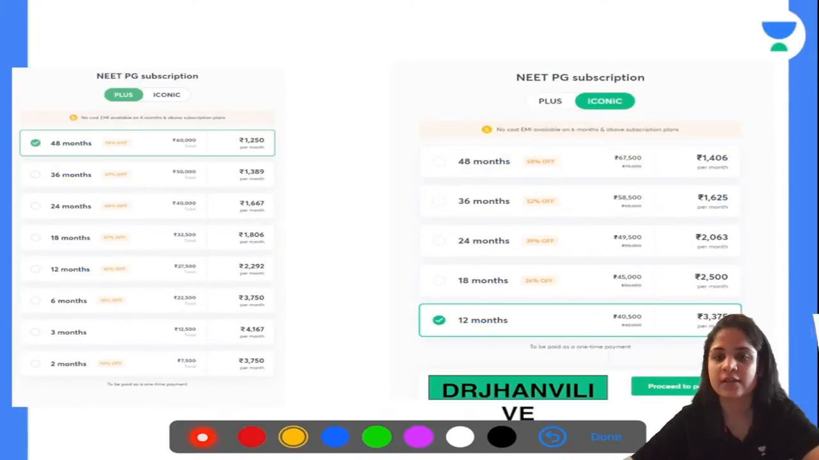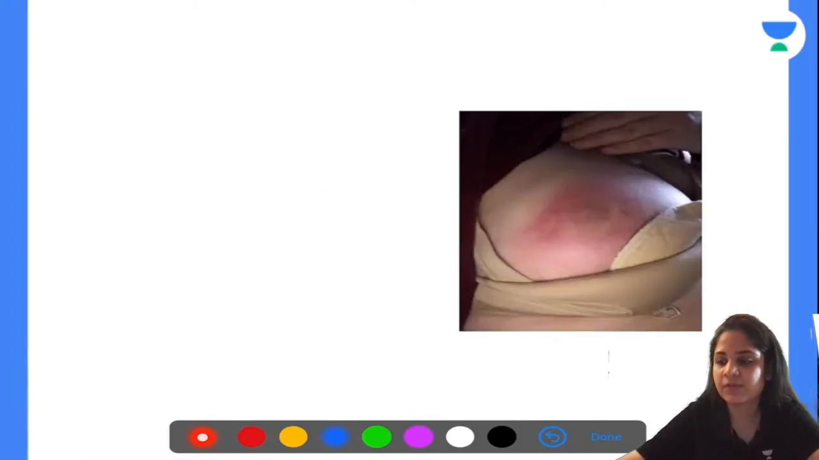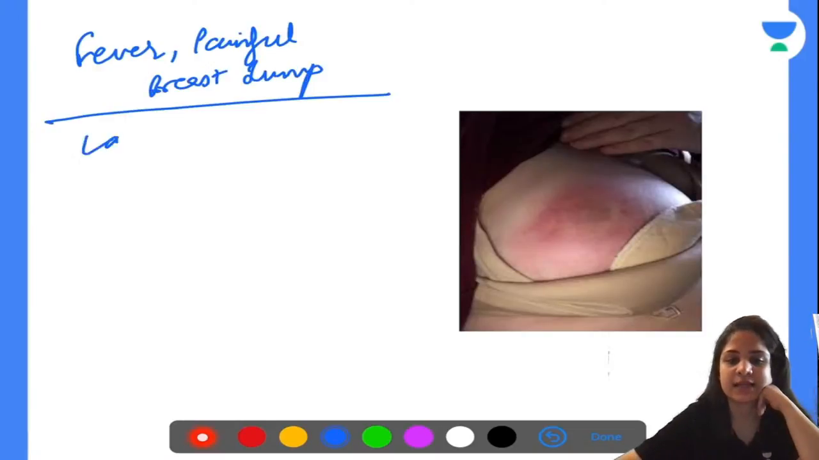So let's begin with our class for today. This is the first picture that I want you guys to tell me about. This is a young mother, and she is coming with fever and a painful breast lump. She's a new young mother. She is lactating, and she's coming with a fever and painful breast lump. So identify what exactly is she suffering from.